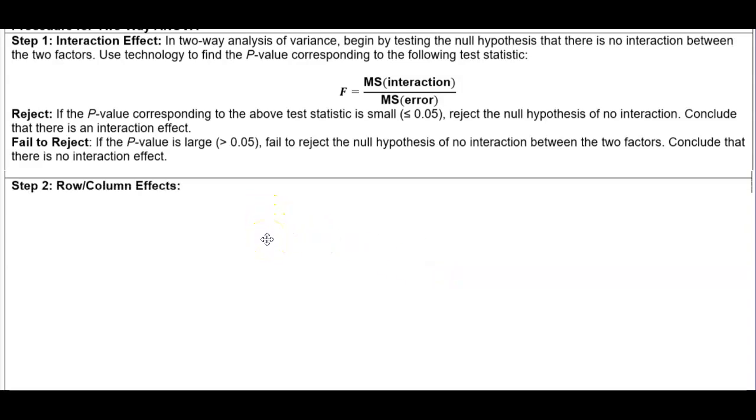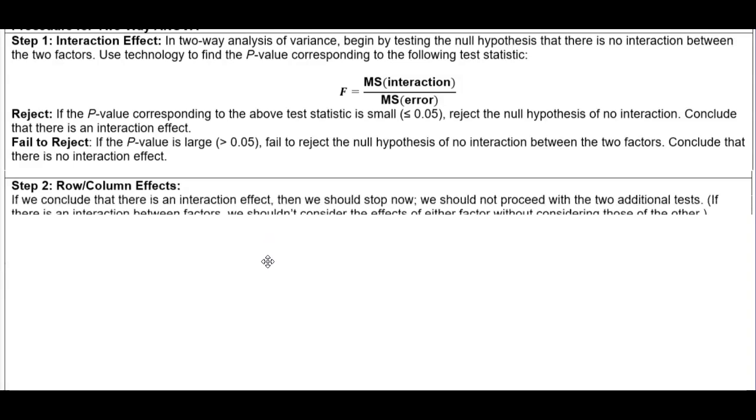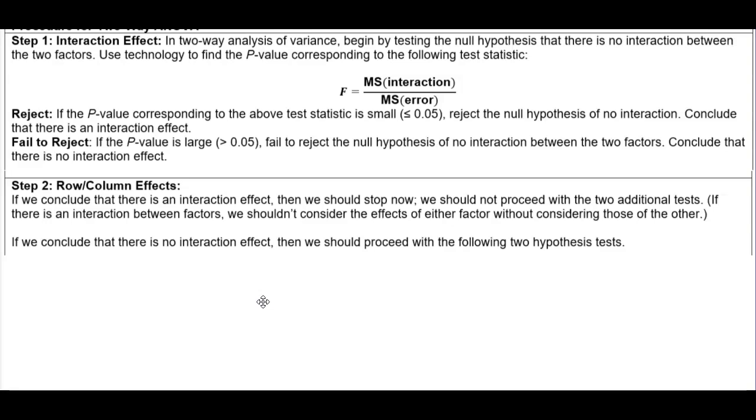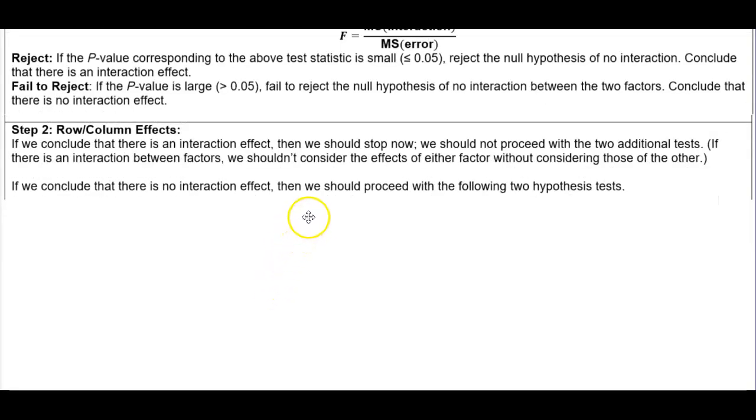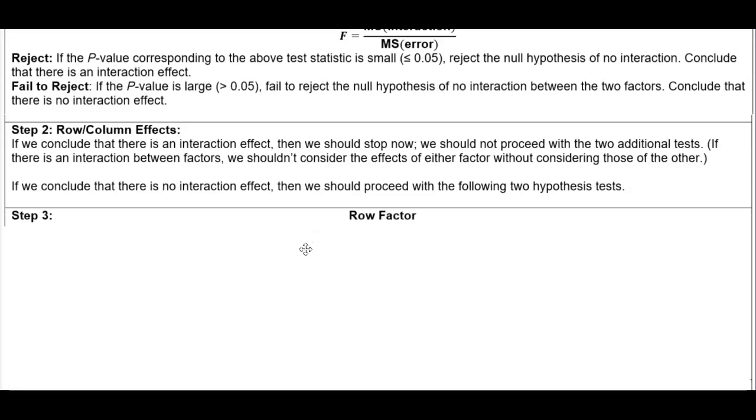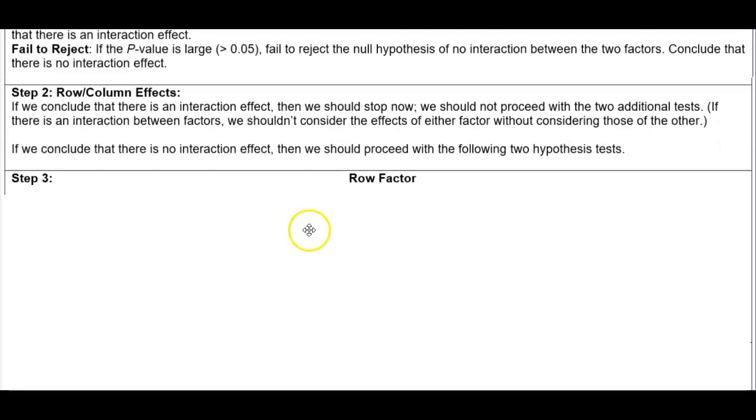Step 2, row-column effects. Now, if we conclude that there is an interaction effect, then we should stop now. We should not proceed with the 2 additional tests. If there is an interaction between factors, we shouldn't consider the effects of either factor without considering those of the other. If we conclude that there is no interaction effect, then we should proceed with the following 2 hypothesis tests.